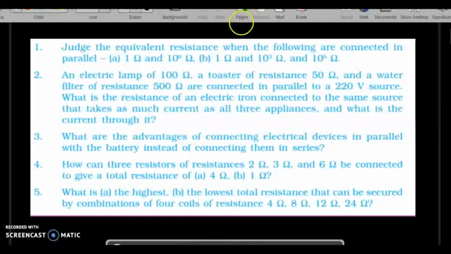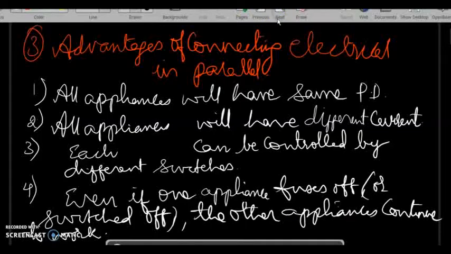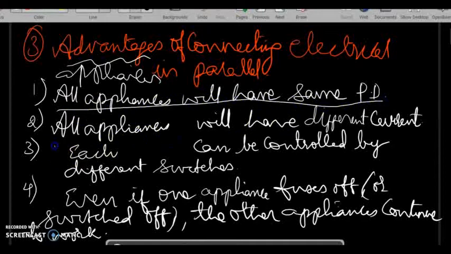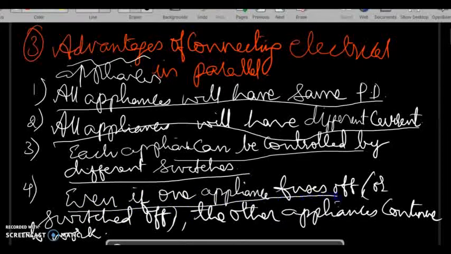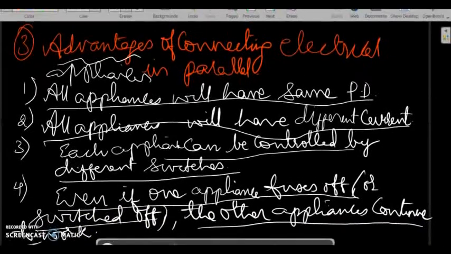So children, let us see very quickly what are the advantages of connecting electrical appliances in parallel. The advantages of connecting electrical devices or appliances in parallel: all appliances will have the same potential difference, all appliances will have different current, and each appliance can be controlled by different switches, and even if one appliance fuses off or gets switched off, the other appliances continue to work.